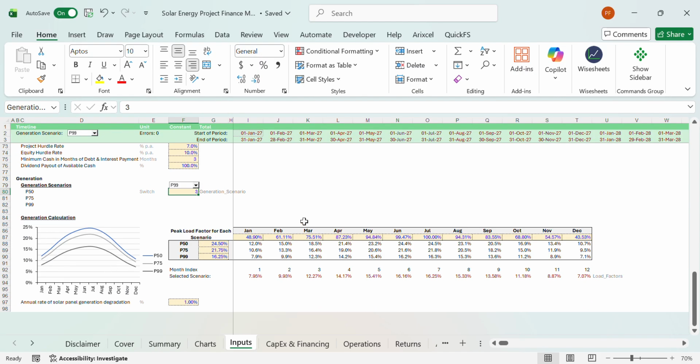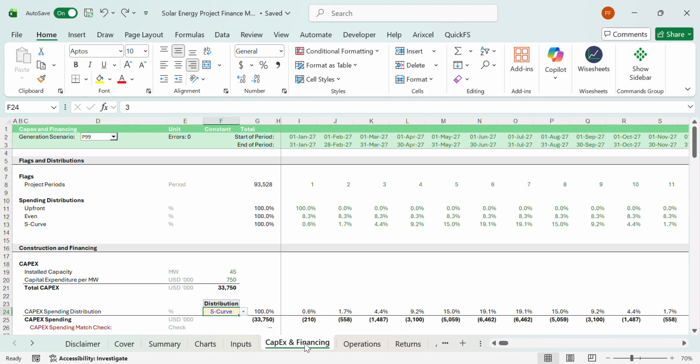And then here the generation calculation. So we can find here a sensitivity analysis based on the peak load factor for each scenario across months and the different scenarios that we have identified here. And here is something that we will use as an input, assuming the load factor basically.